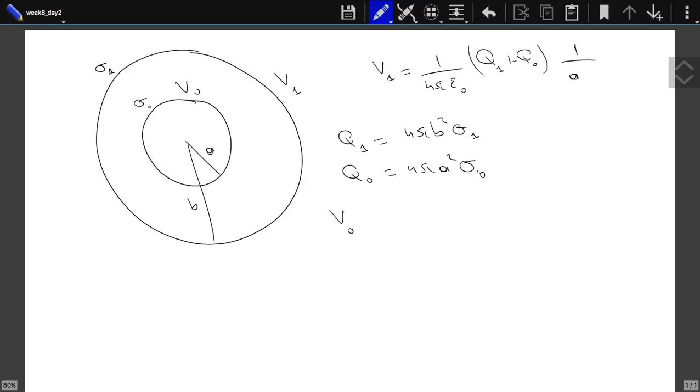Now V0 will be the potential created by the inner charge. So that will be 1 over 4 pi epsilon 0, Q0 over A, plus V1. Because you see we have this outer shell, it creates an electric field outside. Inside there won't be an electric field due to this outer shell, so the potential inside will be constant. So the potential created by the outer shell inside the shell is always V1.